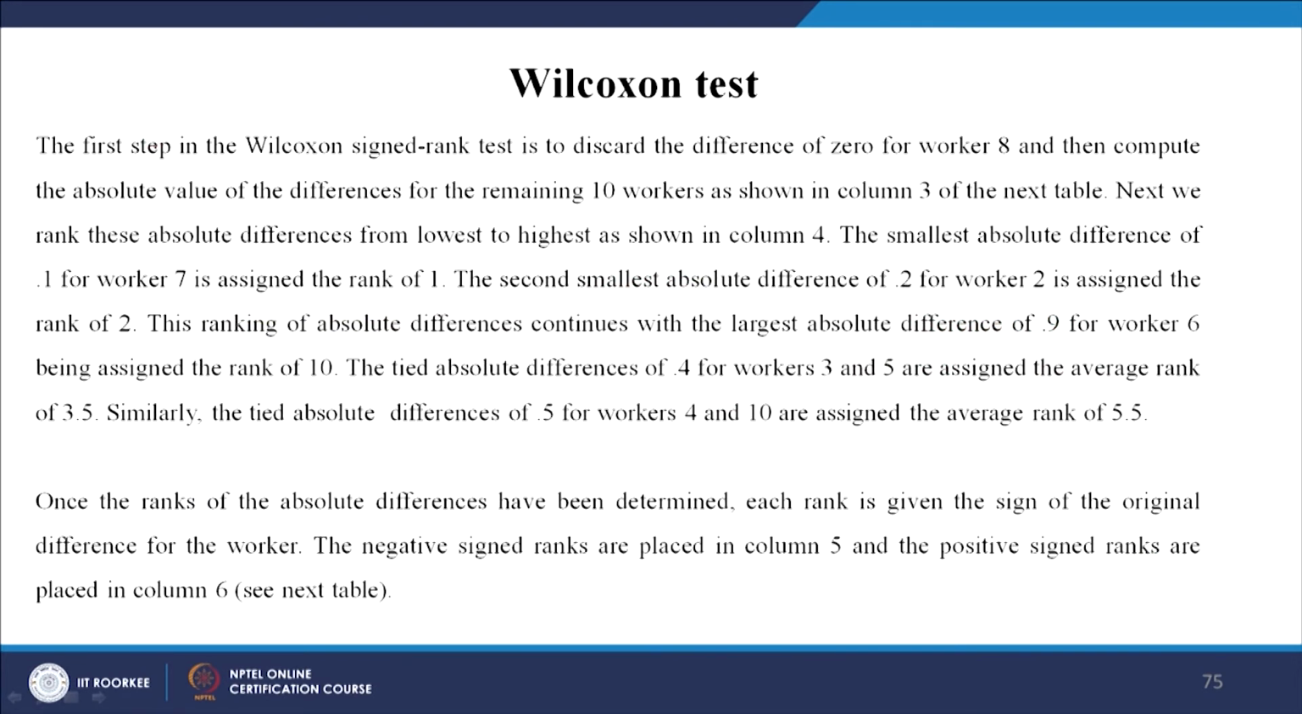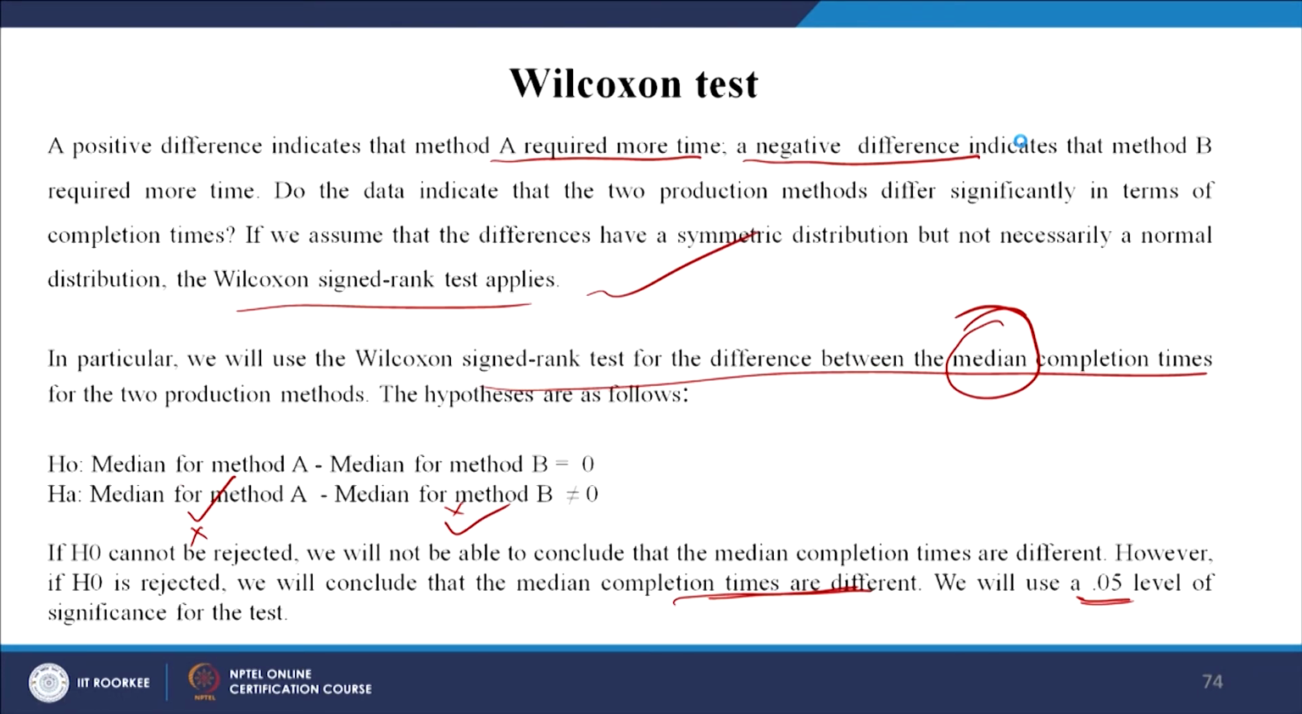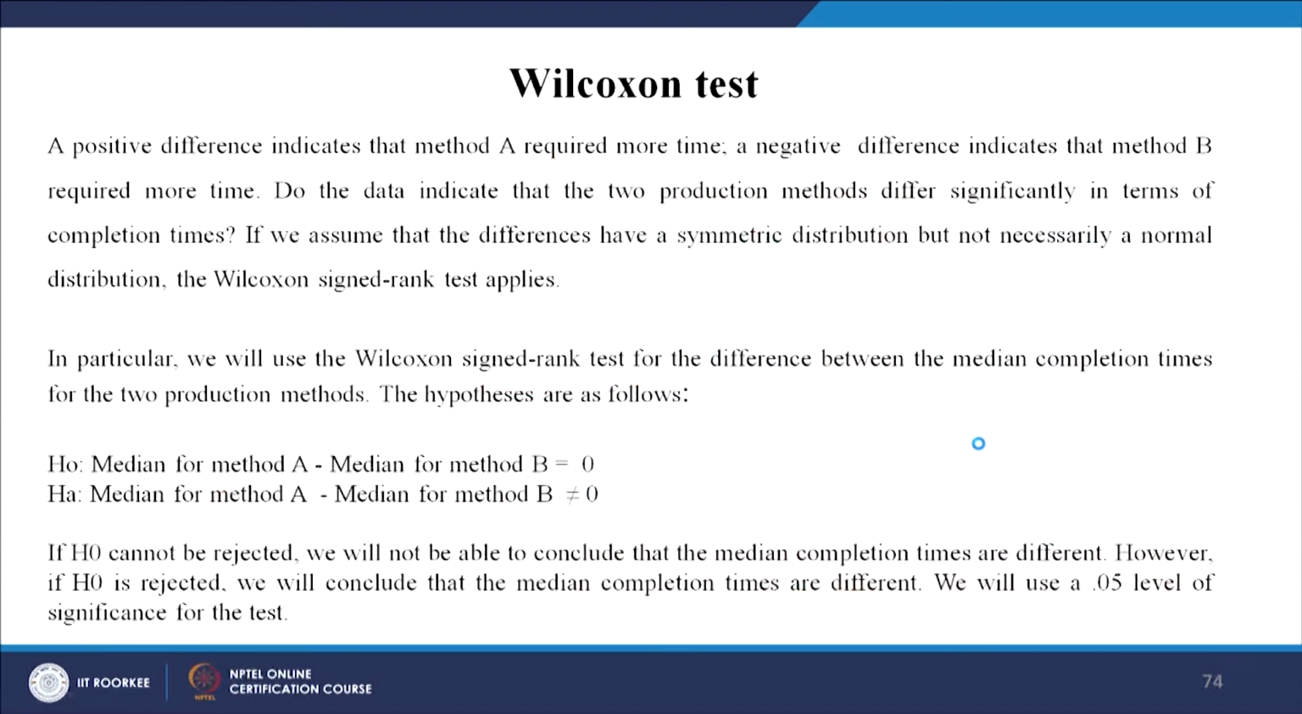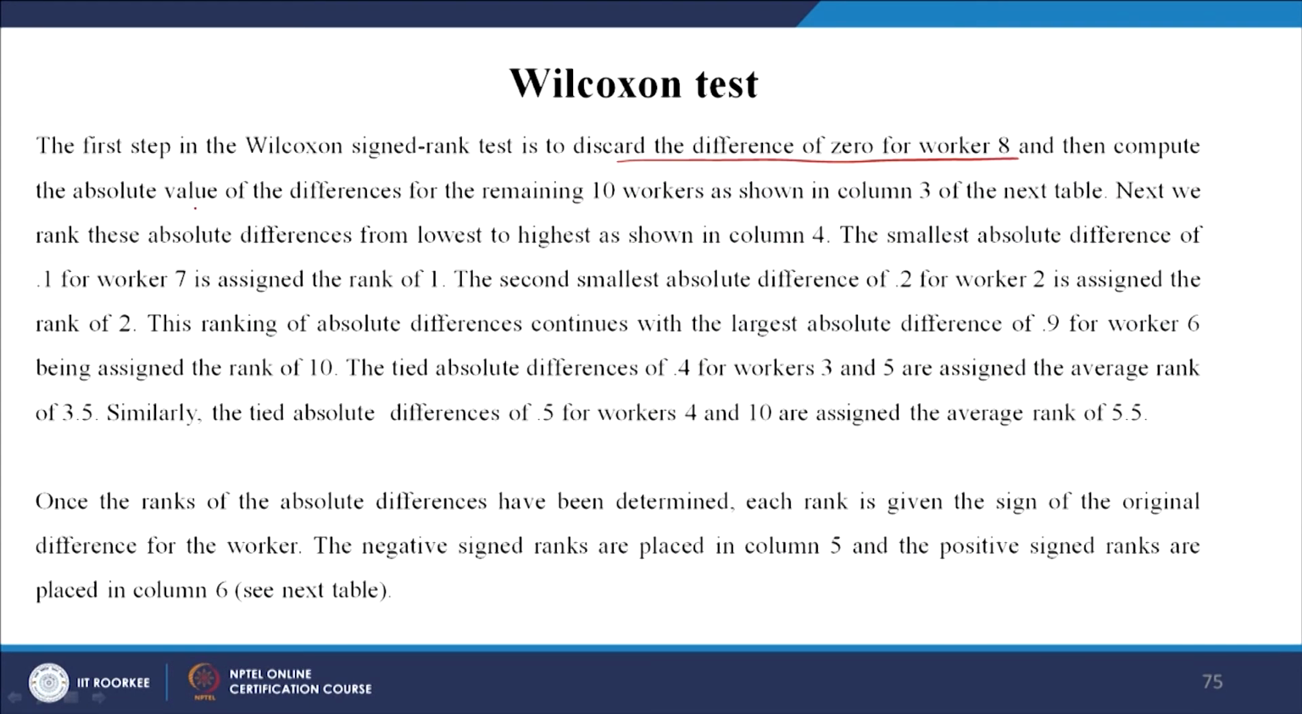The first step in the Wilcoxon test is to discard the difference of 0 for worker 8. Look at worker 8: it has a difference of 0 because the times are the same, so we need to discard it and then compute the absolute value of the differences for the remaining 10 workers. Next, we rank these absolute differences from lowest to highest because you want an ordinal scale.